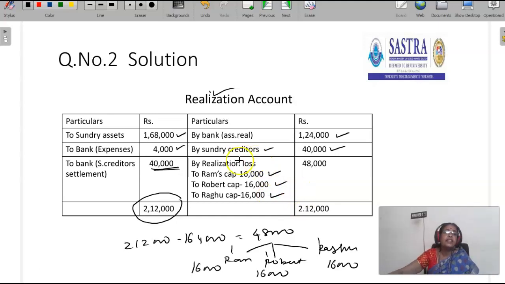So first we transfer the sundry assets, then we transfer the sundry liabilities, and then we realize the assets, and then we meet the expenses. We have passed the entries for expenses, and then the firm settled the sundry creditors. The balance amount we have seen. So in this case, the firm faced a loss that should be transferred to the partners' capital accounts in their profit sharing ratio.